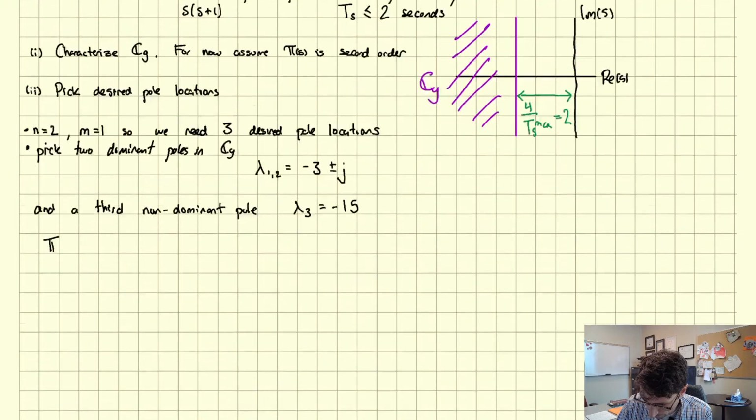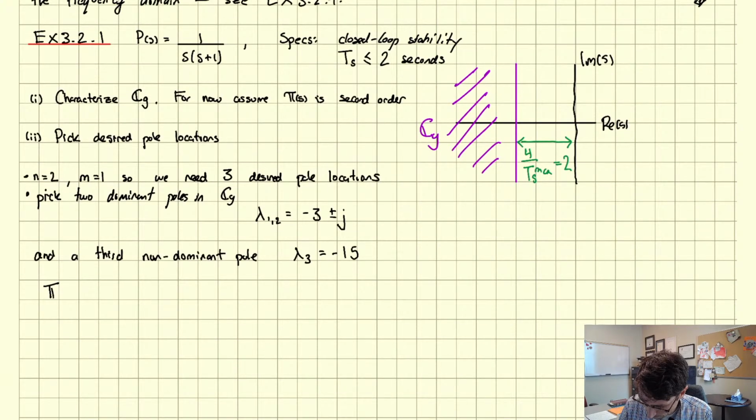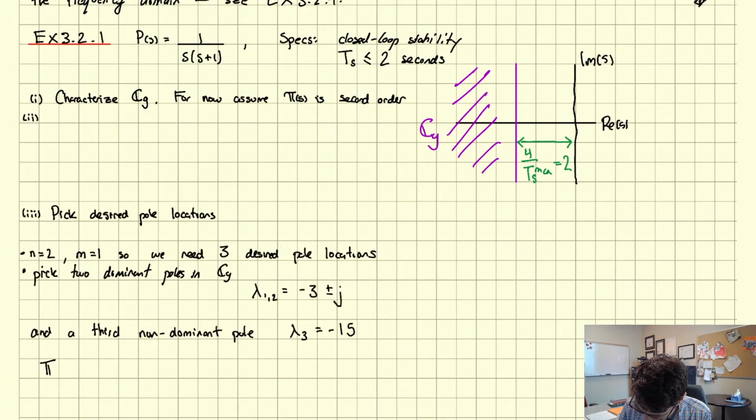Oh, shoot, I made a mistake here. I apologize, I skipped a step. Step 2, so give me a second, let me give myself a bit of space. Step 2 should be determine the controller structure. We're going to see a few different structures.